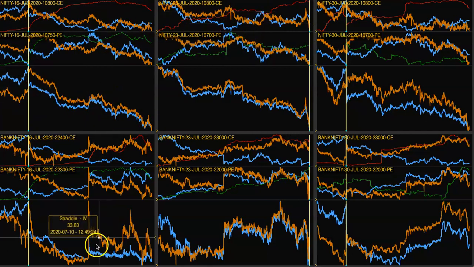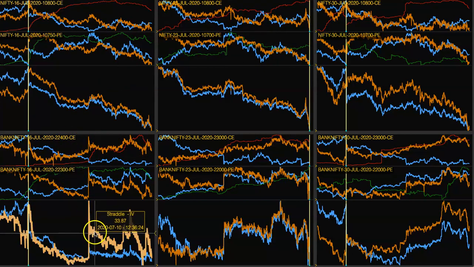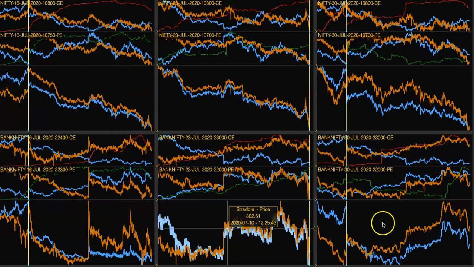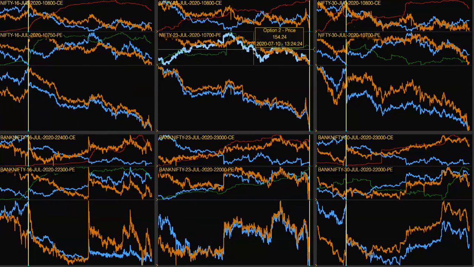So whenever there is an IV spike in the 22,400 and 22,300 strangle, it will have a similar IV pattern even in the 22,500 call and 22,200 put option. So if you're just looking at one strangle chart or one straddle chart IV, it will have a similar pattern most of the time. 99% of the time it will have a similar IV pattern.